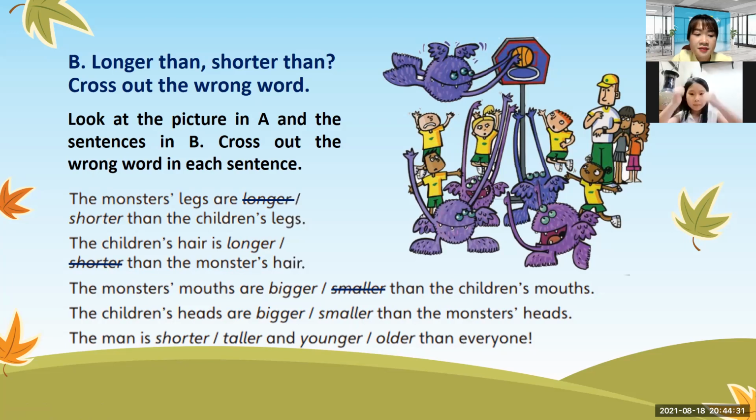How about the children's head? The children's head is bigger than the monster's head? This one is no, really no, you see? The children have only one, but the monster's head, it's very big. Look at that, it's so big, it's bigger than the children's, see? Much bigger. And the last one, the man, remember, the man.